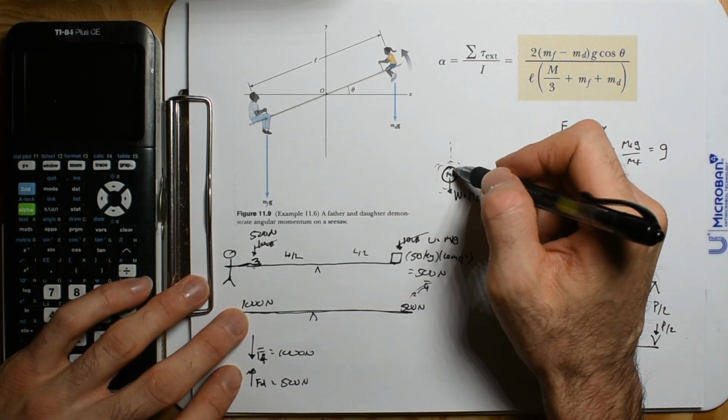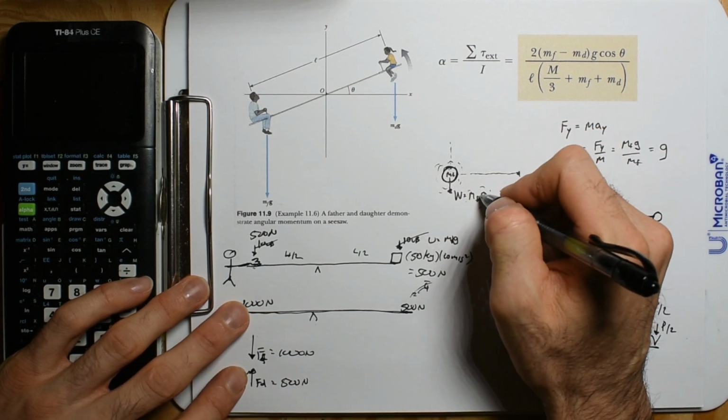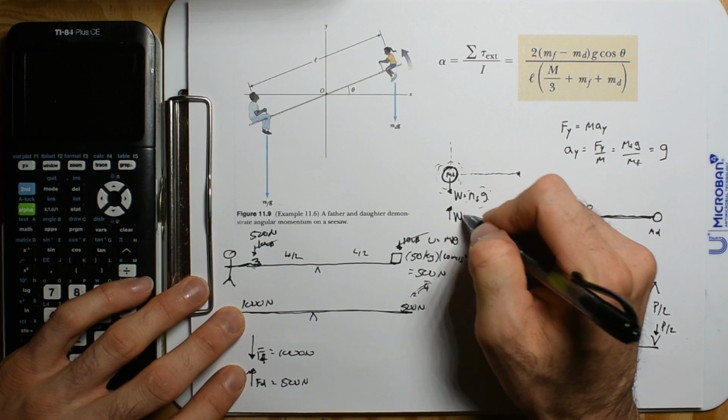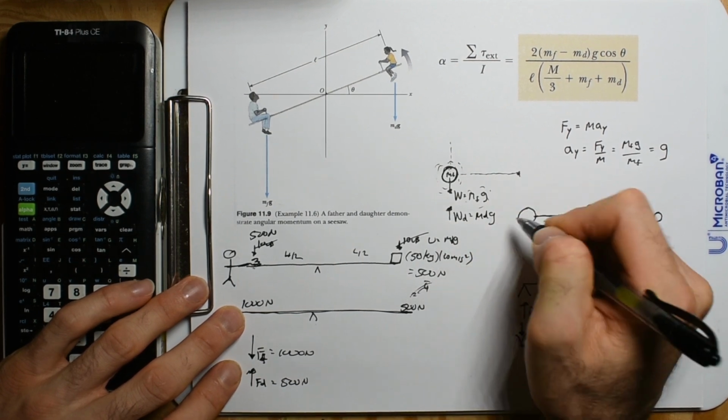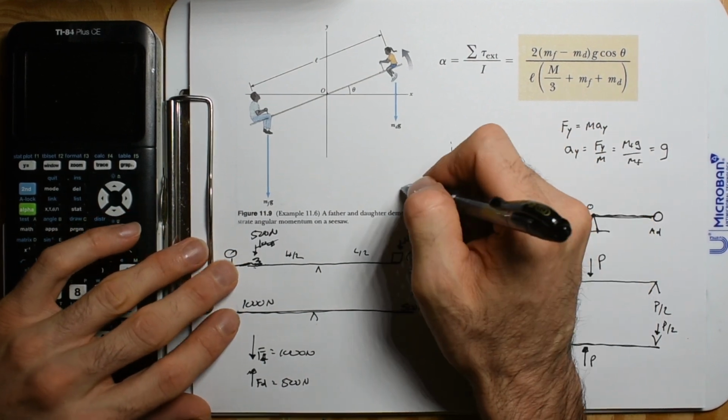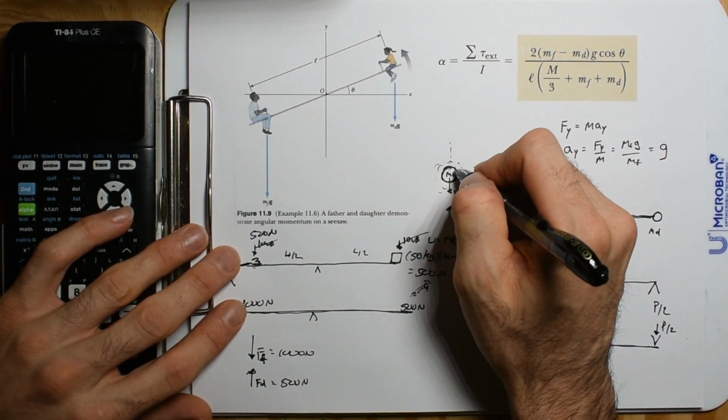So if we just chisel out the mass of the father, well, we do have the weight down, but now we have a force up. That's the weight of the daughter, that's the mass of the daughter times g. So now that's what you're going to be experiencing. So we'll still have a net force down.